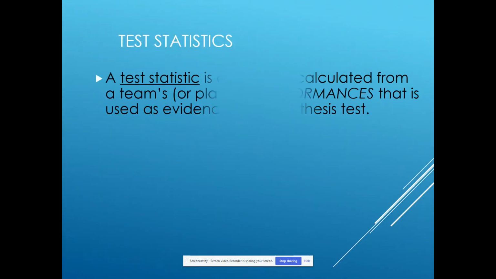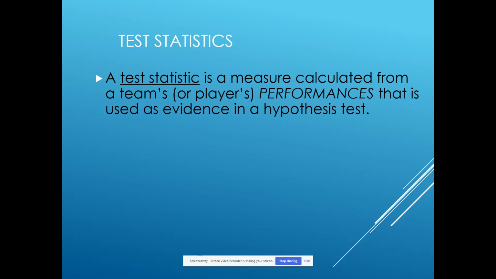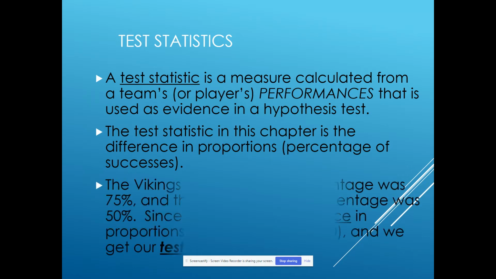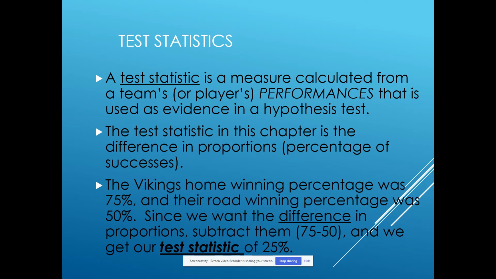In looking at the test statistic, that is a calculated difference from the performances that we're going to use as evidence in our hypothesis test. In this chapter, we're going to use the difference in proportions as that test statistic. If we go back, they won 6 out of 8 at home, or 75%. They won 4 out of 8 on the road, or 50%. For the difference in proportions, we subtract them: 75% minus 50% gives us a test statistic of 25%.